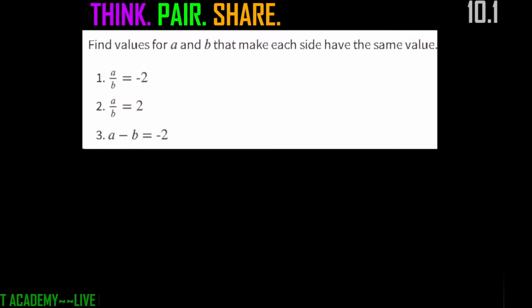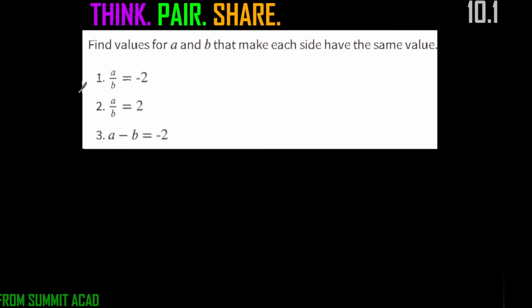And in this video, we're going to be working on Unit 3, lesson number 10. It says at the top, find some values for A and B that make each side have the same value. So if I'm looking at that first one, I'm saying that A over B should equal -2. Again, think, pair, share first. So pause the video, work with your partner, come up with some values of A and B such that when you divide A by B, it equals -2.